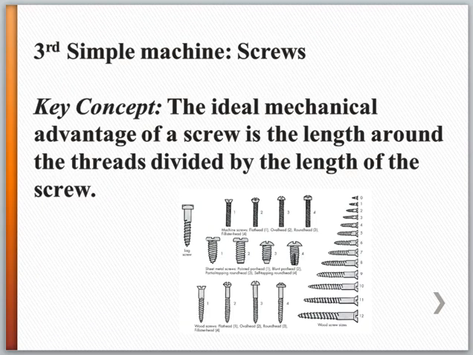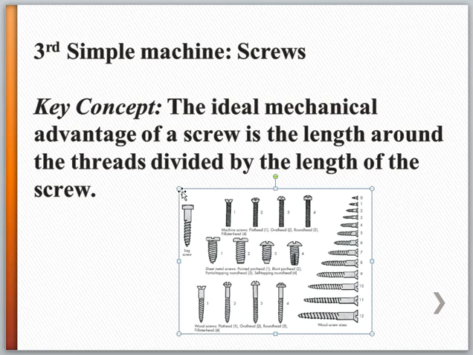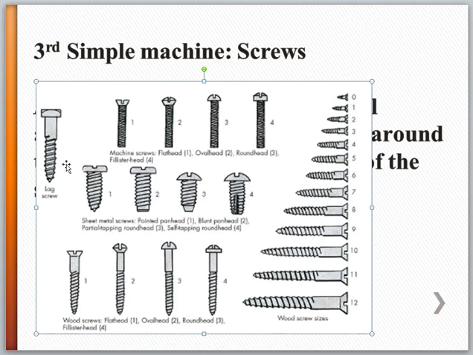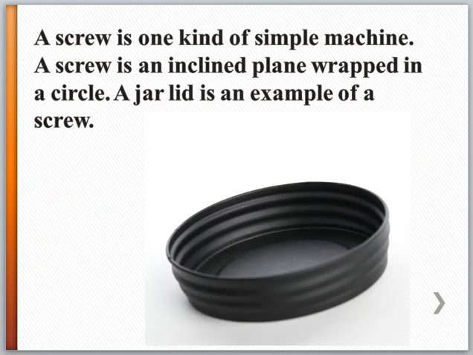All right, third type of simple machine is a screw. Now again, this is a bit of an inclined plane that's worked into a helical design. Ideal mechanical advantage of the screw is the length of the threads divided by the length of the screw. And so what you'll notice is that the way that the screw threads themselves are designed, that gives you a mechanical advantage. And it's really an inclined plane that just works its way up. So screws have different designs, but they can give us, again, another force multiplier.